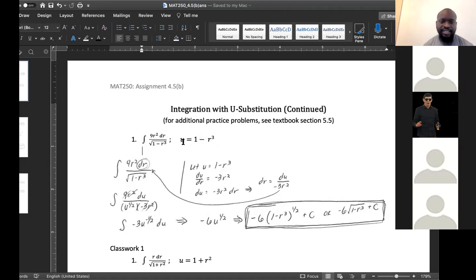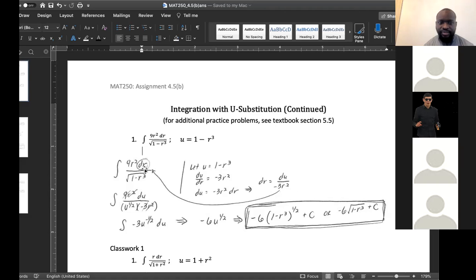So how do I do that? I do du dr. So u is 1 minus r cubed, du dr is differentiation. I differentiate: 1 is a constant, so it's 0. Differentiating minus r cubed gives minus 3r squared. So now I can find dr in terms of du. So du is minus 3r squared dr. So dr is du over minus 3r squared. So I put this as dr here.